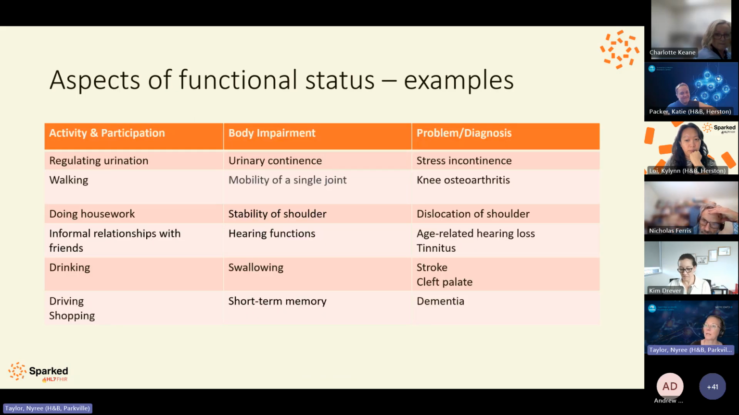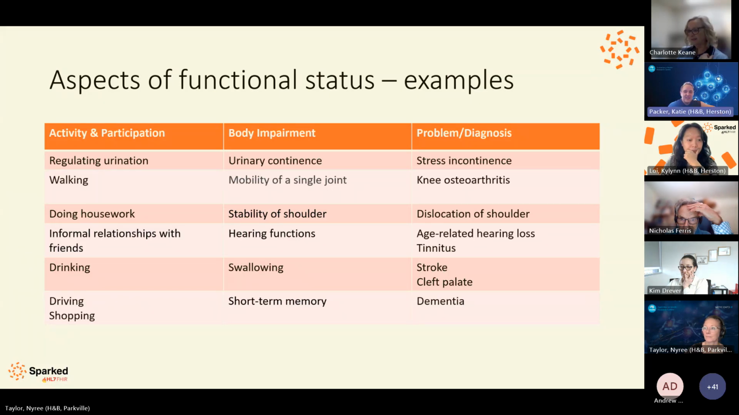So if we're going to take a look at activities first, this table on the screen actually helps us to try and break down the clinical concepts that we have in our mind around what is an activity, what is the body impairment that affects that activity, and what the problem or diagnosis might be. So I'm going to hand over to Katie, and she's going to walk us through this table.